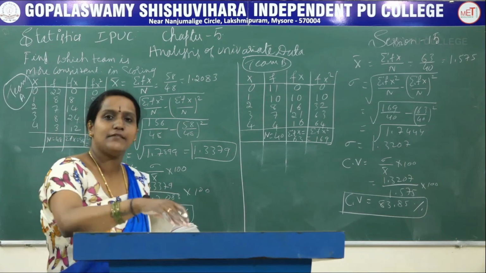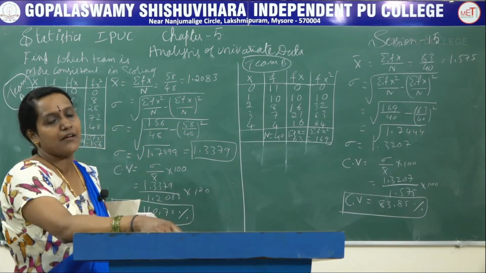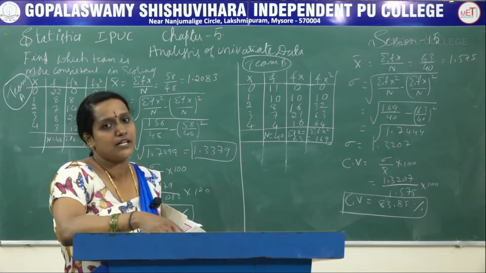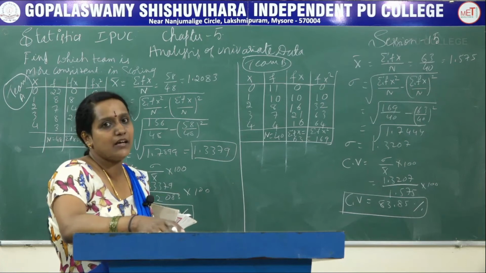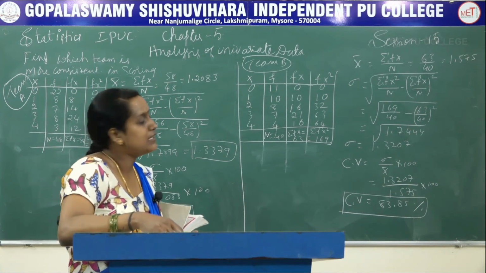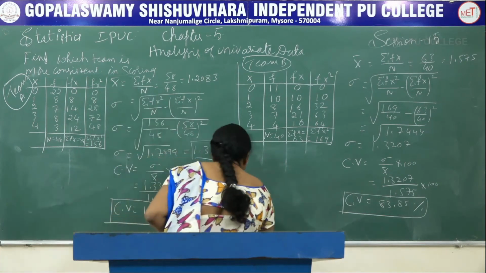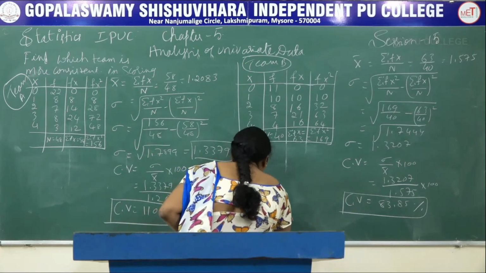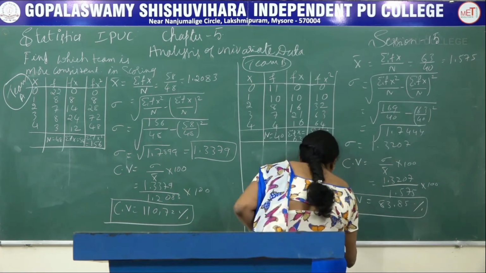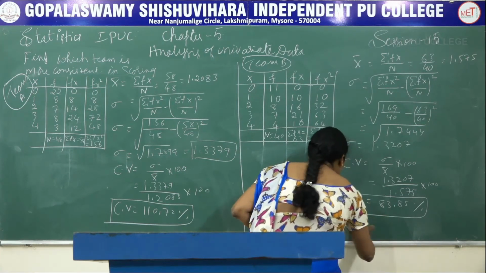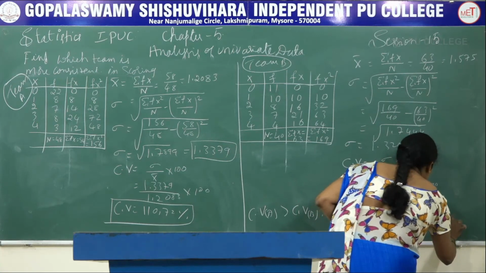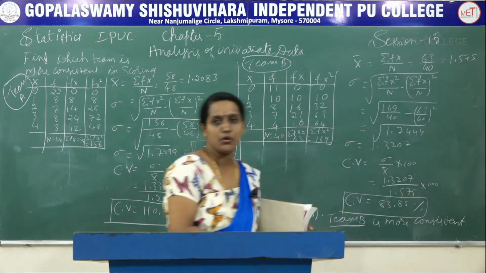The last thing is we have to see who is more consistent. We know that while we are seeing the consistency, whichever team is having less CV, that team we call as a consistent team. Here CV of team A is more than CV of team B. So the comment is team B is more consistent.